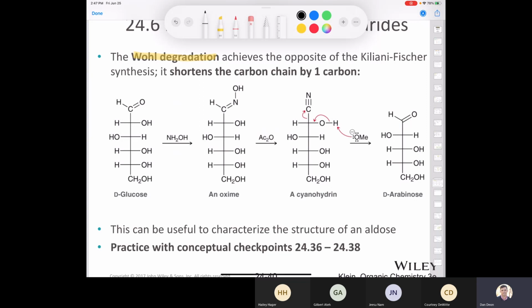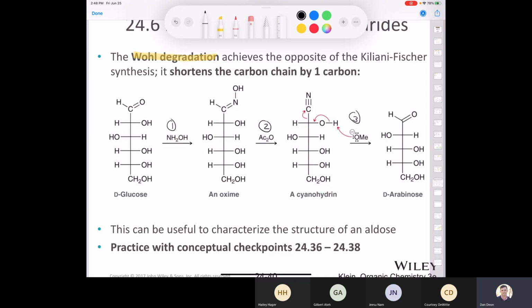The first step is that you take your aldose and treat it with hydroxylamine to make an oxime, whatever you want to call it. Then in the second step, you treat it with acetic anhydride, which essentially does a dehydration. You end up losing H2O and you form the nitrile. And then in the third step, you treat it with an alkoxide base, and that does this elimination here to form the aldehyde. So what you're doing is decreasing the length of the carbon chain by one.